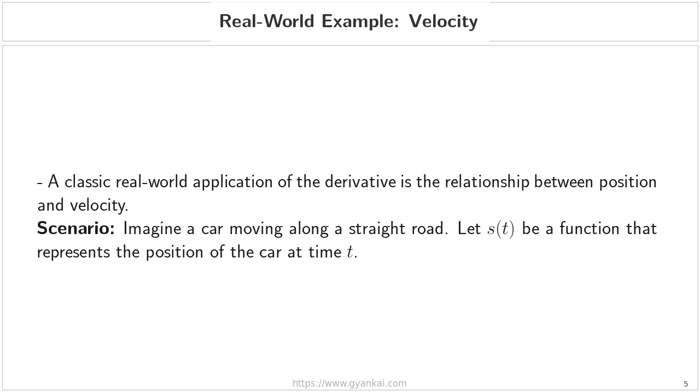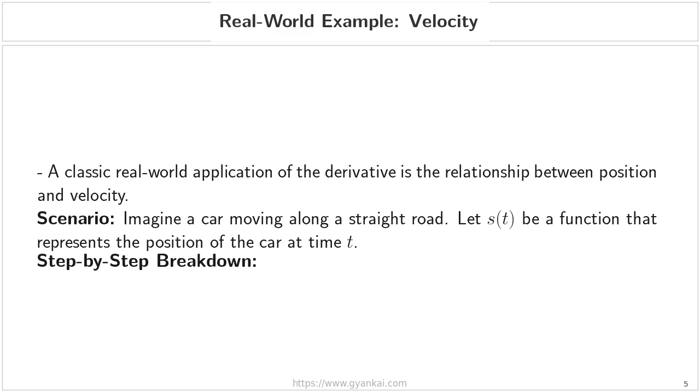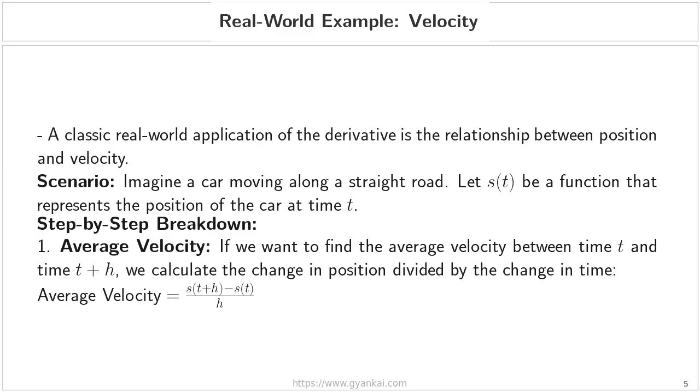To describe this mathematically, let us define a function, s of t, which represents the position of the car at any given time, t. To understand how the derivative works here, let us break it down into a few steps. First, consider the average velocity. If we want to find the average velocity between a starting time, t, and a slightly later time, t plus h, we calculate the change in position divided by the change in time.